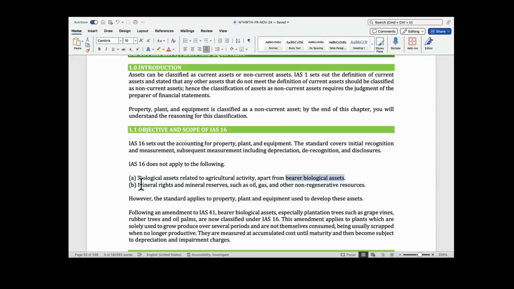We are also not looking at items like a mineral right or an oil reserve. IAS 16 does not deal with this because these are natural resources that you don't have to do anything about. They are just there. Whether diamond, gold, or oil, the popular one we have in Nigeria, we call them non-regenerative resources. It's just lying down, you just take it out. So IAS 16 doesn't apply to all of that.